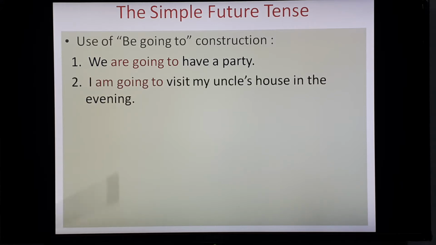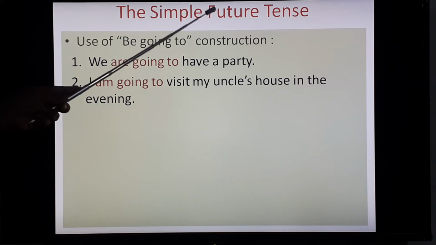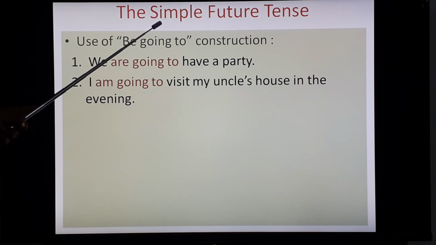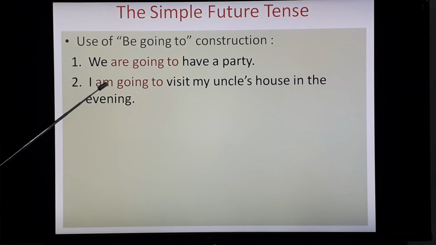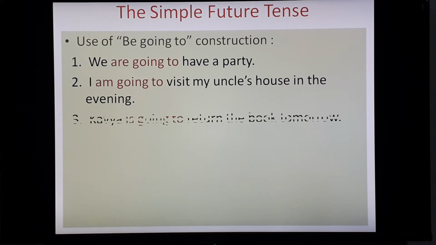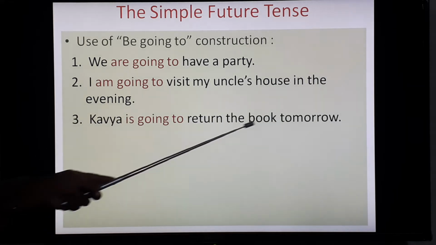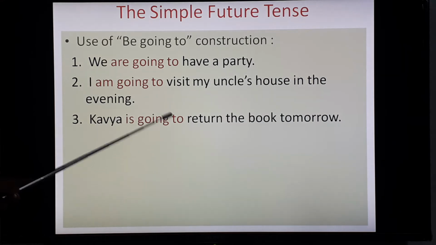Second, I am going to visit my uncle's house in the evening. It shows simple future tense. To indicate this, you can use this be going to construction. Kagya is going to return the book tomorrow. Is going to. Is is written because Kagya is third person singular. That is why is is given.